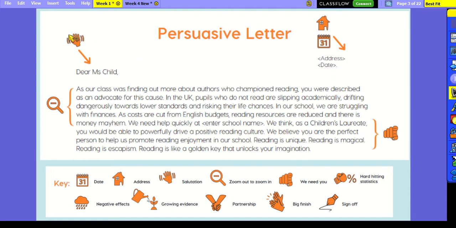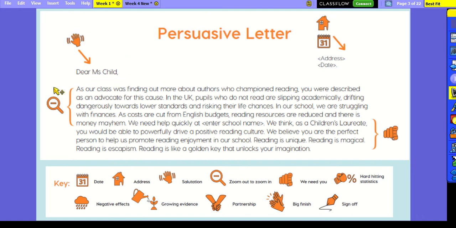Then we have the salutation. Now, salutation is another way of saying hello. And when we are writing a letter, we write what is called a letter salutation. Dear Sir or Madam, if we don't know the name, or dear if we do know the name. So here we know the name. Our author is called Miss Child. So dear Miss Child, that is our salutation.